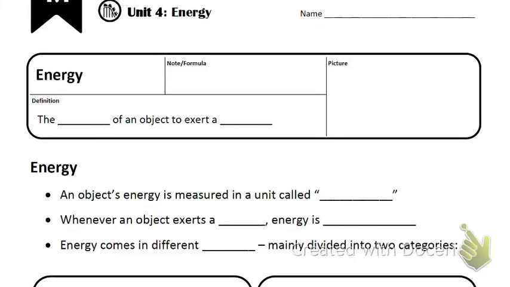Okay, potential and kinetic energy. Before we get to that, we're just going to go back to basic energy. The definition for energy is the ability of an object to exert a force. So how much energy you have is how much force you can make.